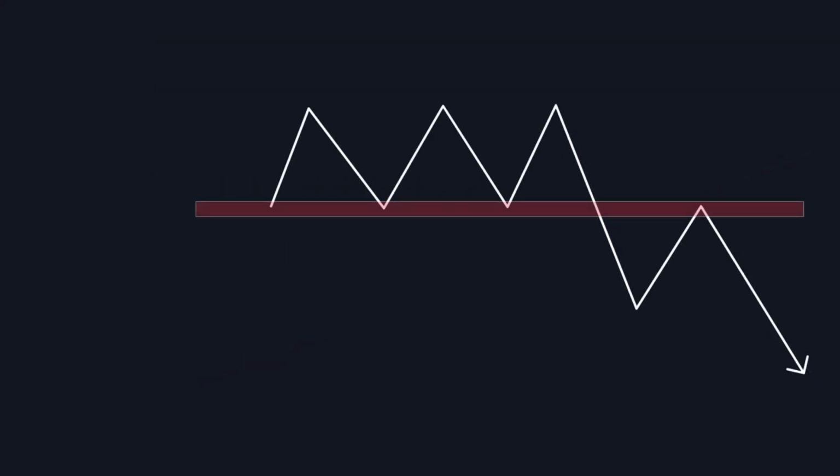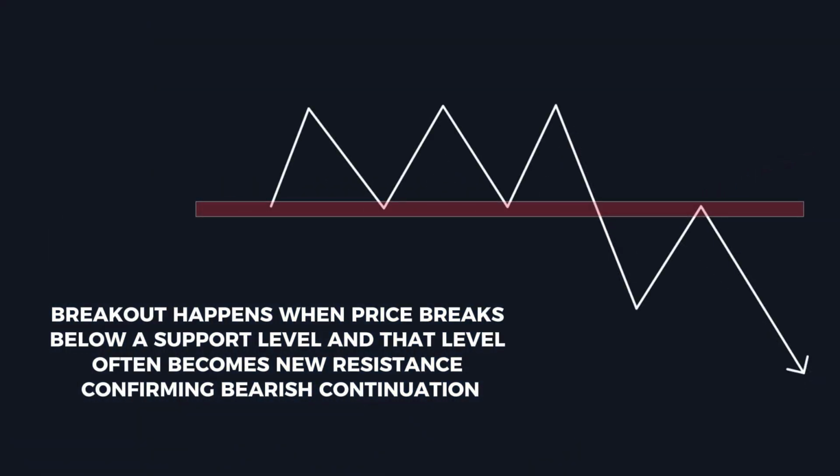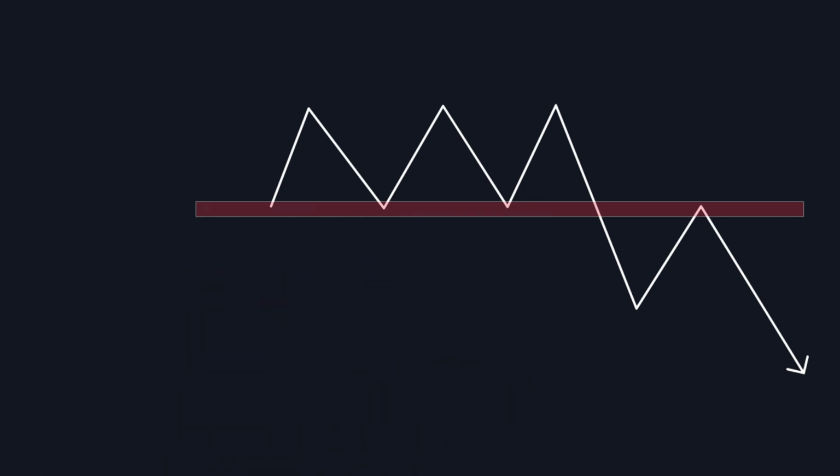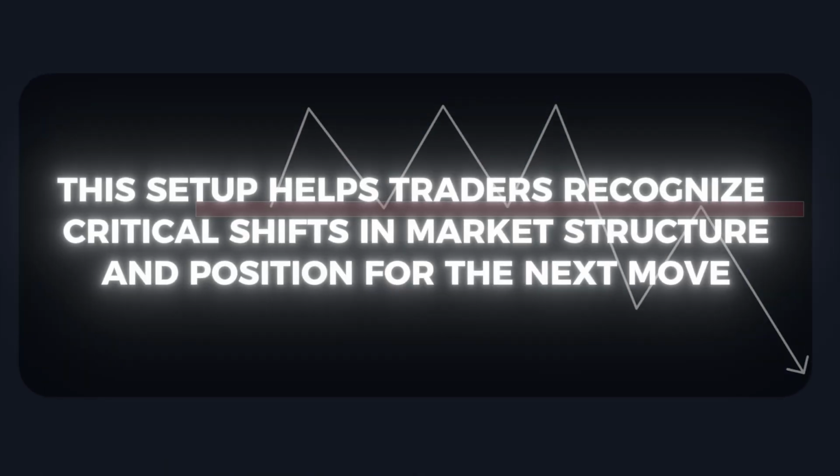In a downtrend, the breakout happens when price breaks below a support level, and that level often becomes new resistance, confirming bearish continuation. This setup helps traders recognize critical shifts in market structure and position for the next move.